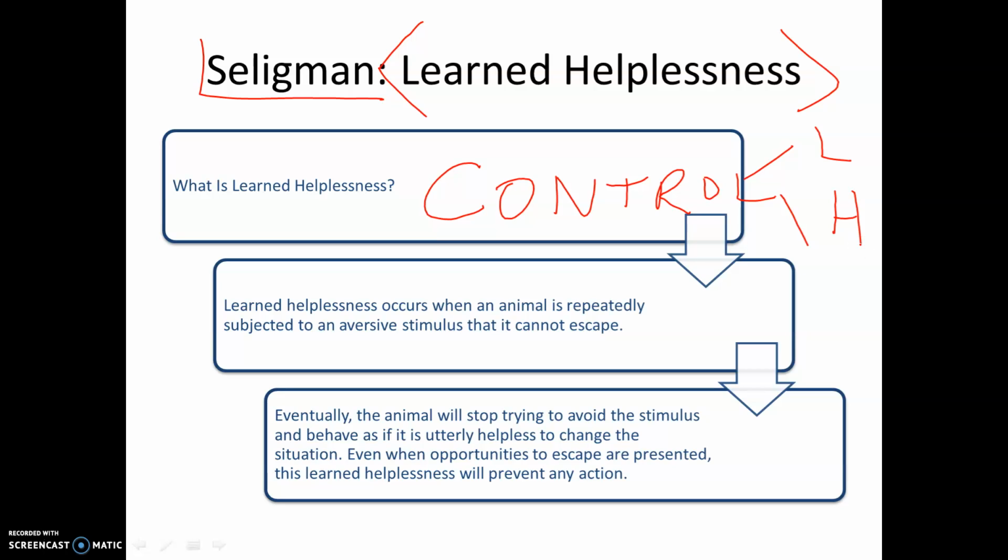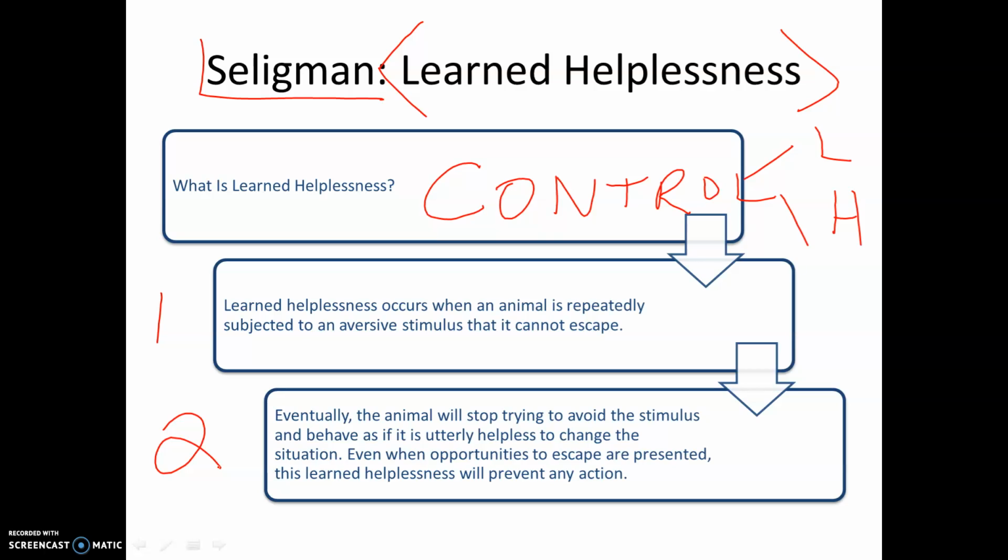In order to understand the definition of learned helplessness, it's important to understand the process of the study that Seligman did with dogs, because the definition has two components to it. So the first component is here, the second component is here. And remember, you can pause me at any time to read this.